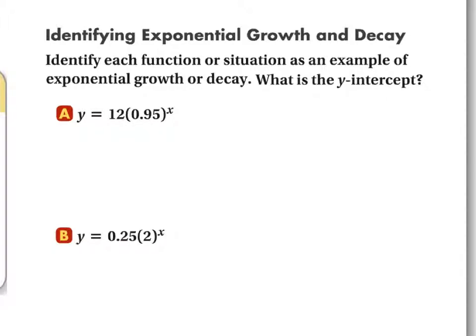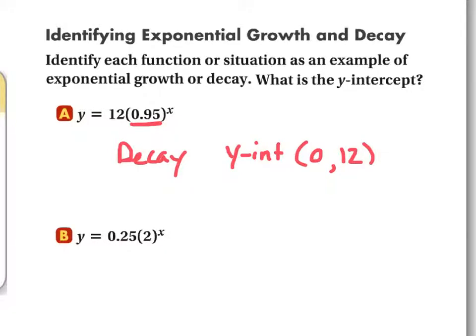Example A. Is this equation exponential growth or decay? What do you think? This is decay because the b value is less than 1. So this is decay. And where's the y-intercept? So what's the coordinate of the y-intercept? Always give me as the coordinate. 0, 12, because the a value gives you the y-intercept. The a value is 12, so the y-intercept is at 0, 12.